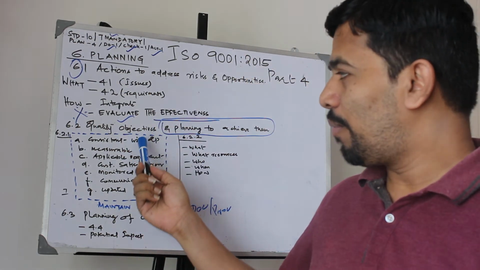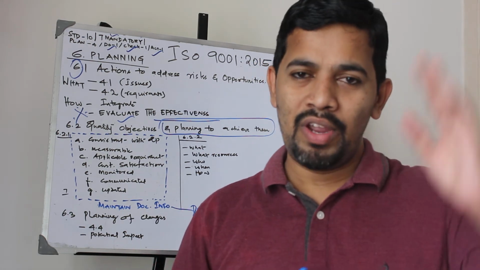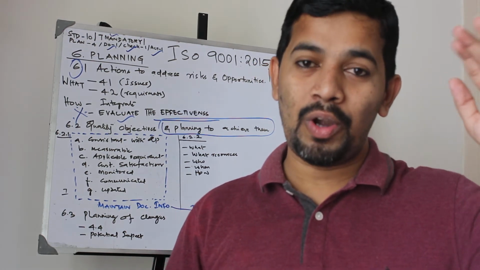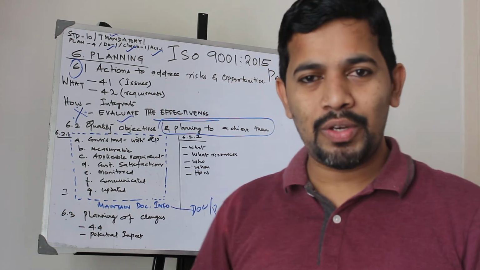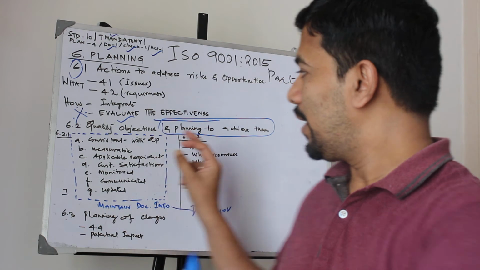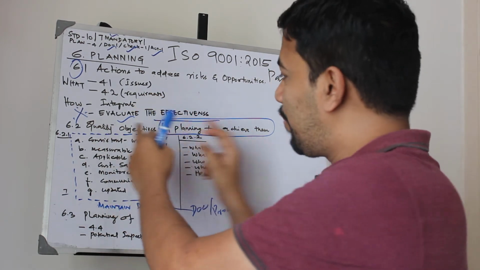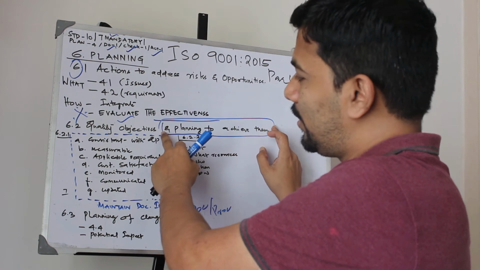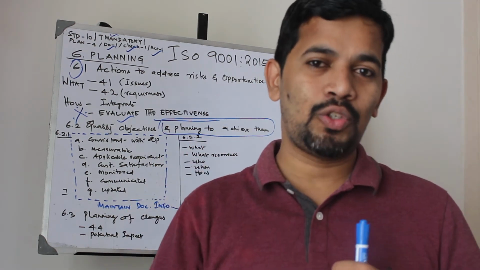And then we're going to talk about 6.2, very profound class, quality objectives. In 5.2 we talked about quality policy. Now we are going to talk about quality objectives. In quality objectives, a new subclass has been added, that is planning to achieve them, meaning we need to have strategies to achieve them.